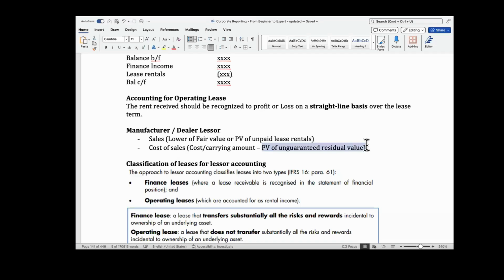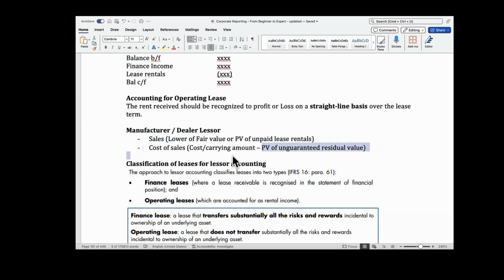The only explanation is that this PV of unguaranteed residual value ordinarily should have been added as part of this. But since IFRS 15 says that unguaranteed residual value is not something that you can consider as your sales, you cannot add it to sales. So to enable it still have the same impact on profits, if you cannot add it to revenue, just come and deduct it from the cost. It will have the same impact.